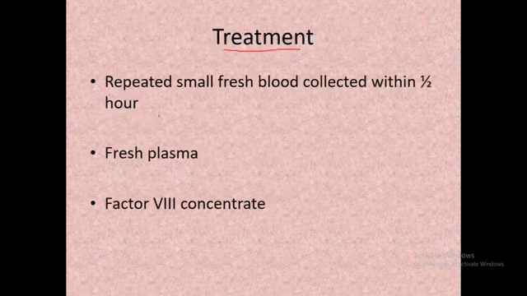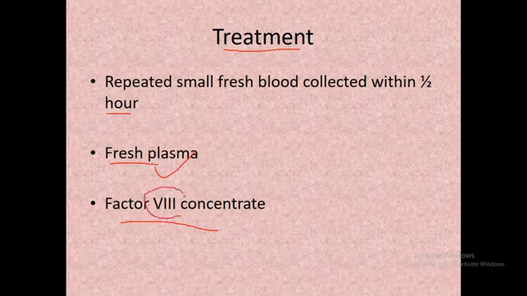Treatment. We have to give repeated small fresh blood transfusions, collected within half an hour, fresh plasma and factor 8 concentrate. So the choices of treatment available: first one is repeated small fresh blood collected within half an hour, which we have to infuse. Second choice is fresh plasma. The third choice is factor 8 concentrate. Factor 8 is the anti-hemophilic factor.